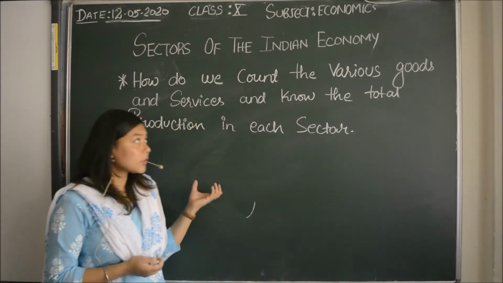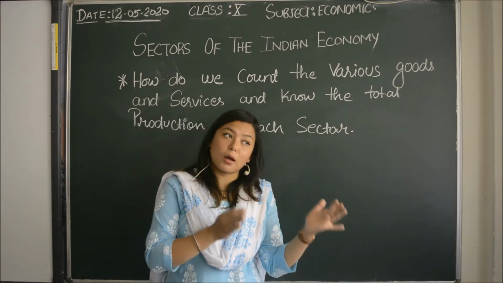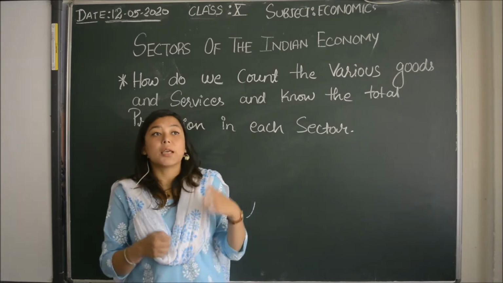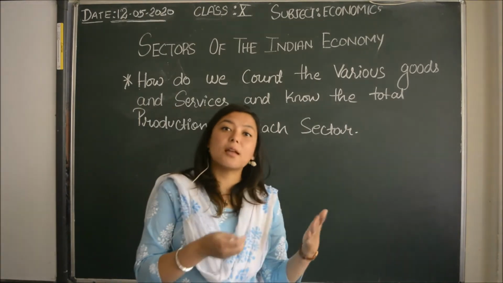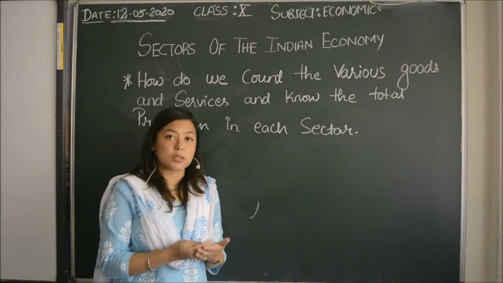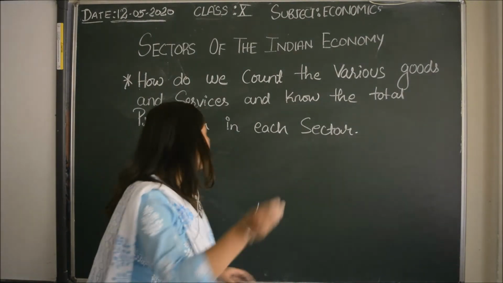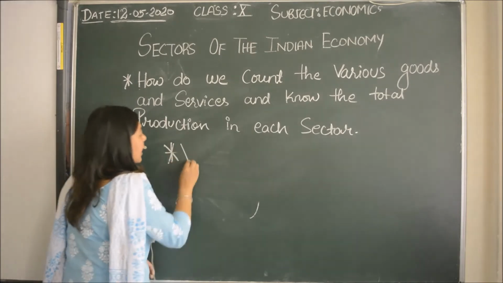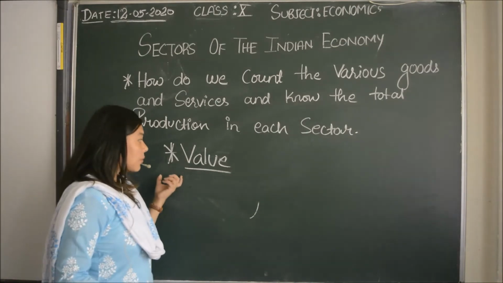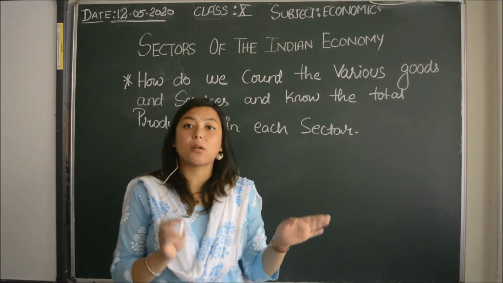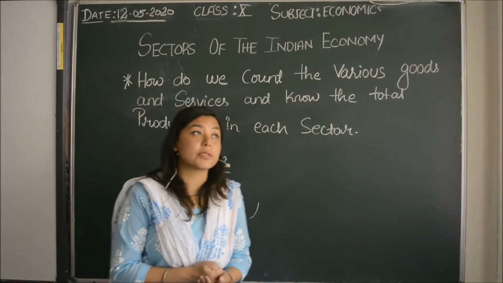So in order to solve this problem of counting the numbers of goods and services, the economists came up with a solution. Instead of counting the numbers, only the value of goods and services is to be counted. Only the value of goods and services is to be added. Numbers are not to be counted or added, but only the valuation of the goods and services is to be added.